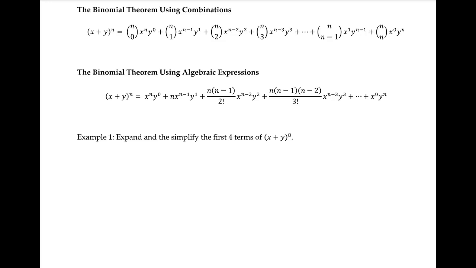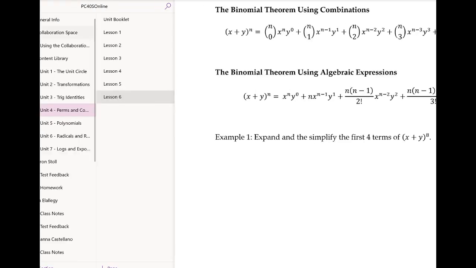Now, what does this mean? We get some sort of crazy things going on here. Well, if we go back to our formula sheet for a second, bear with me.